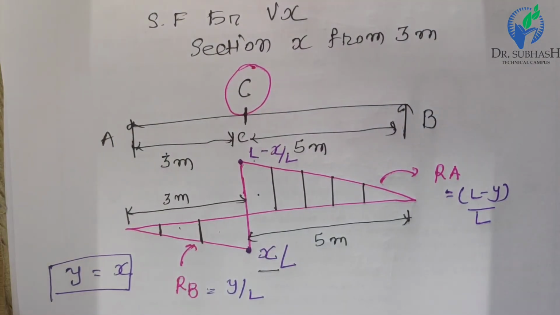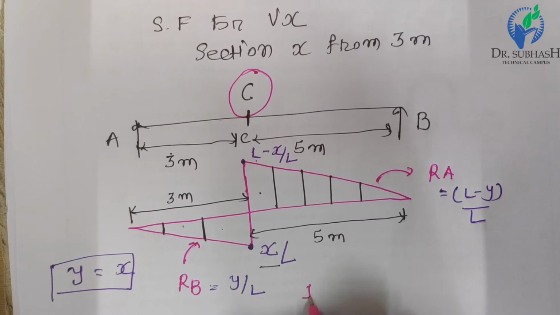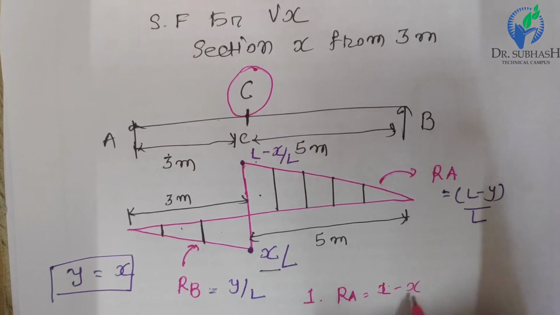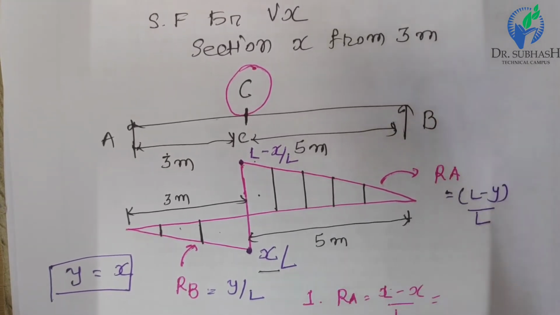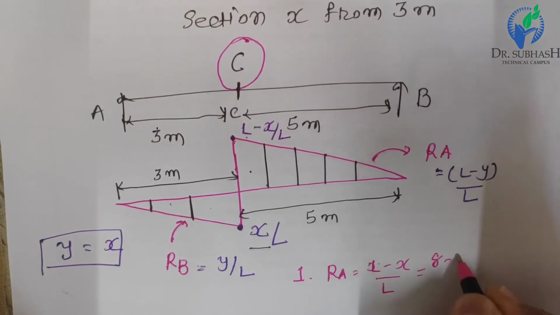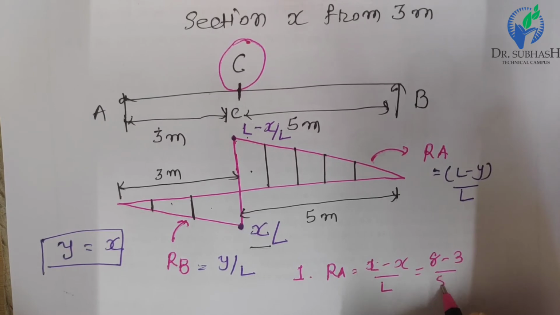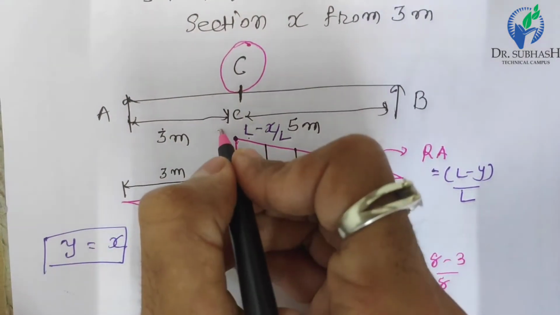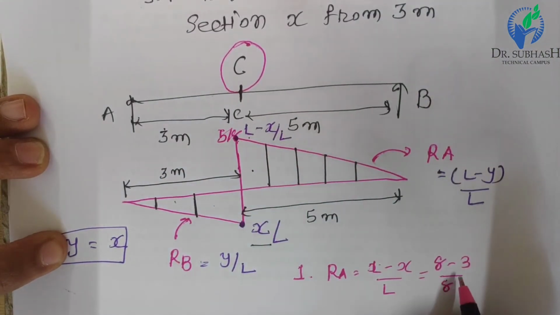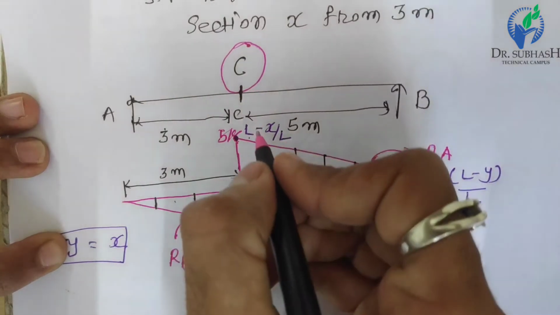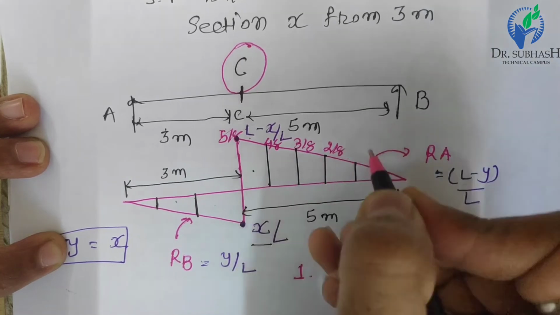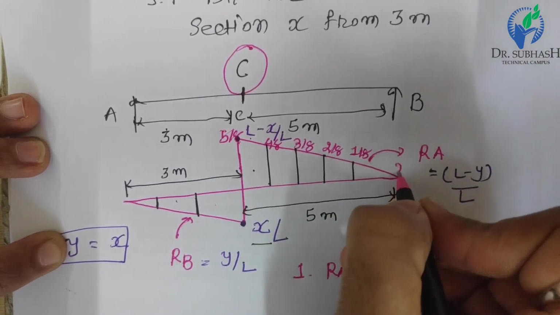So first we calculate RA at the first point. The equation of RA is L minus x upon L. What should be the value of x in our case? x is nothing but 3 meters. So 8 minus 3 upon 8 means 5 by 8. So at this point we find 5 by 8. Now x is again 4 meters, so this one is 4 by 8, 3 by 8, 2 by 8, 1 by 8 and 0 by 8, which is 0.